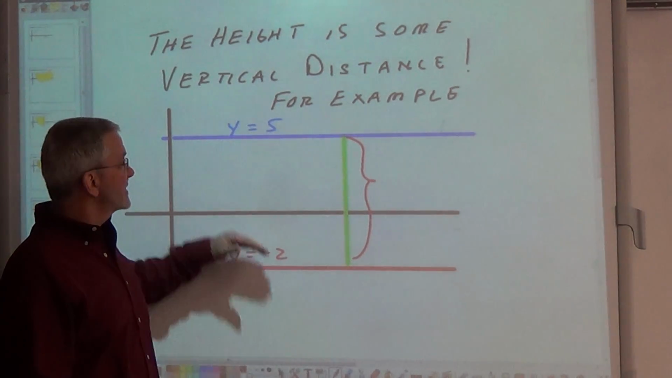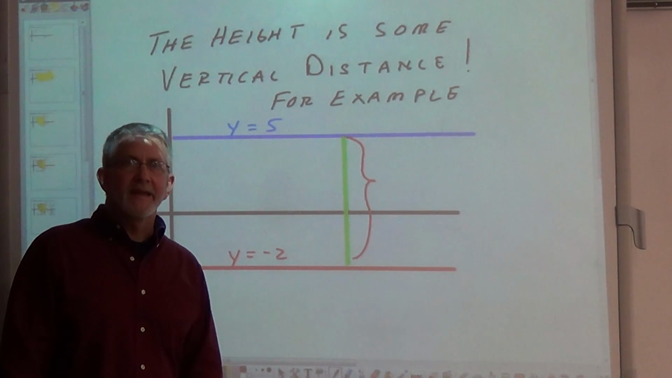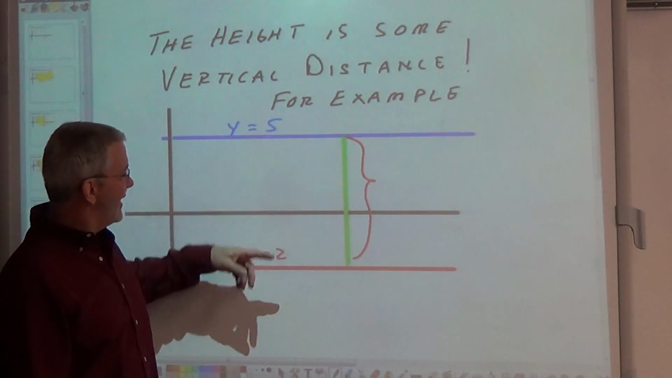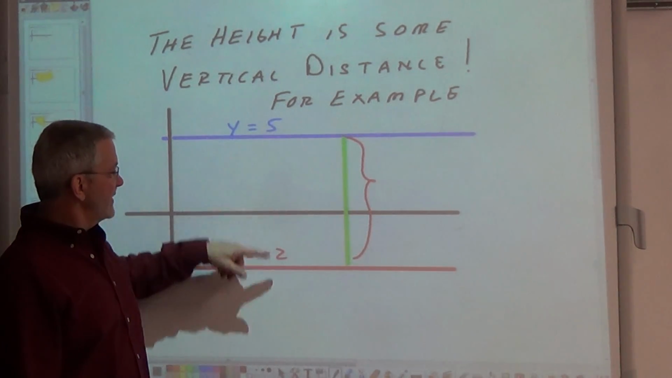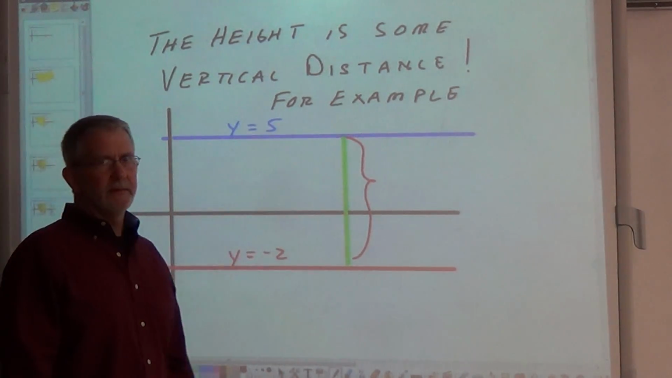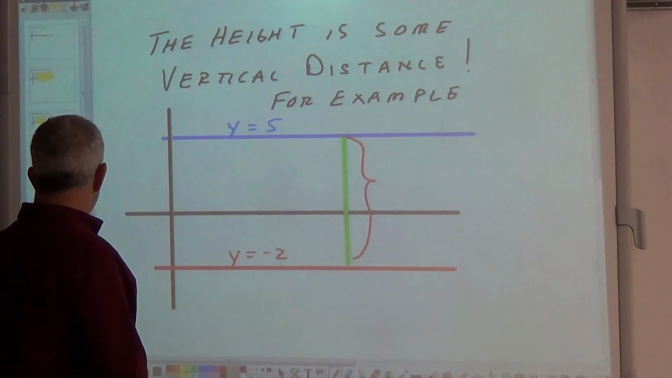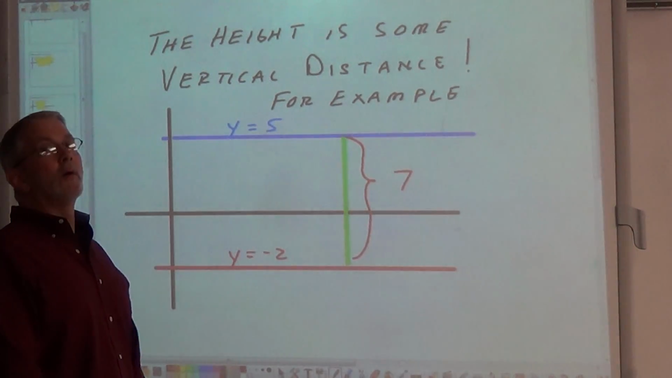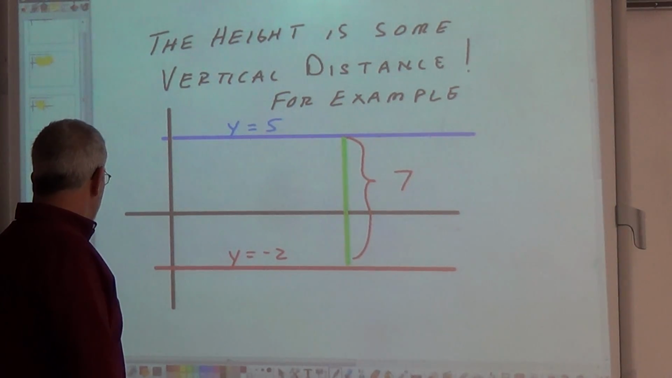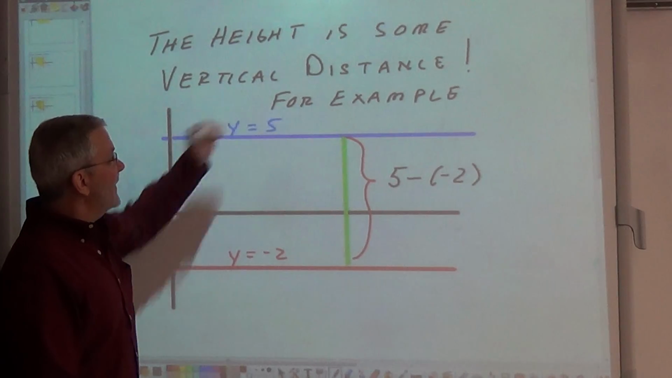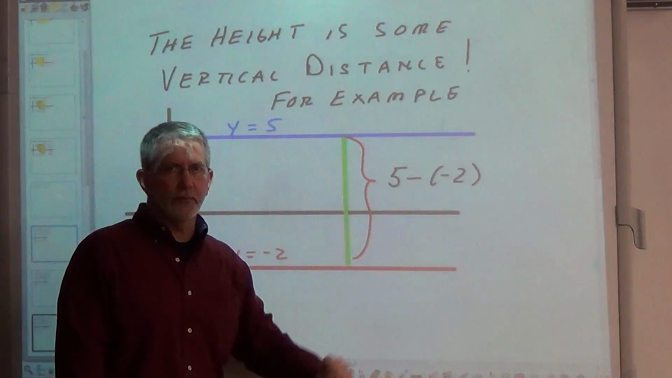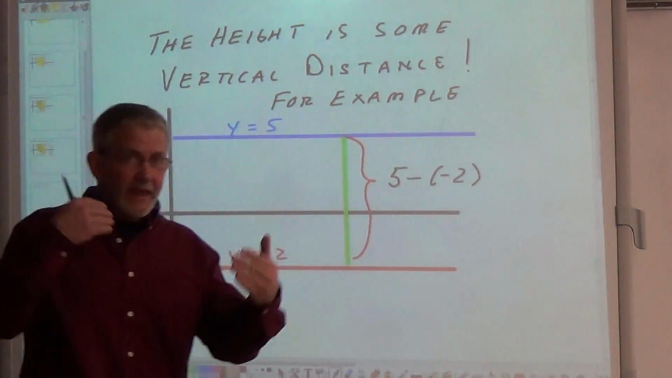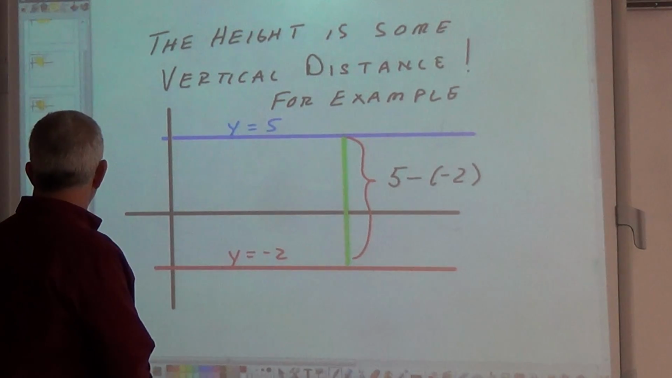For example, if I have this constant function y equals 5, and this constant function y equals negative 2, what is the vertical distance between these two lines, 5 and negative 2? What is this vertical distance? It seems easy enough, and many of you would say, hey, that vertical distance is 7. And to you I would say, you are wrong. That vertical distance is not 7. That vertical distance is 5 minus negative 2, which just so happens to be 7, and I was just joking about the 7.